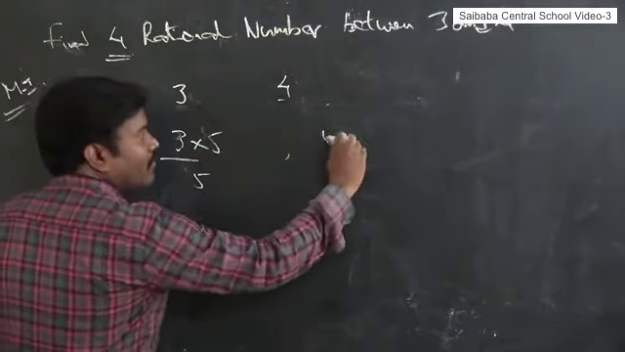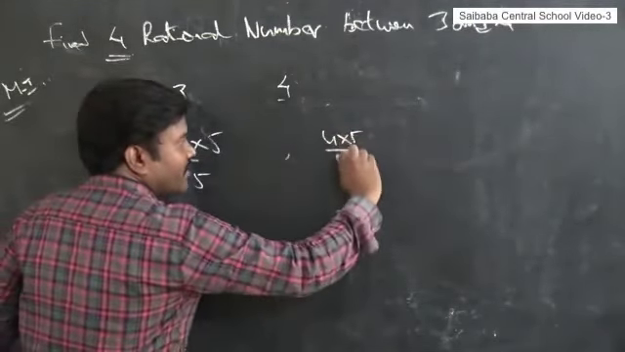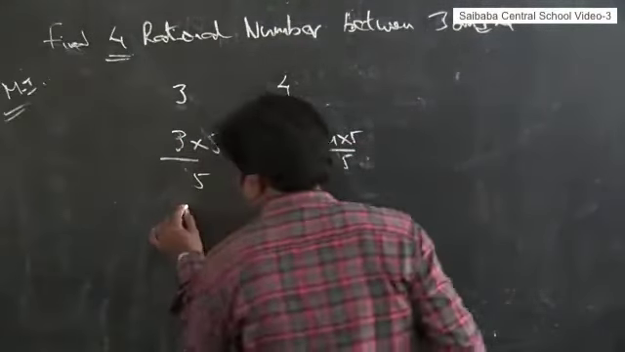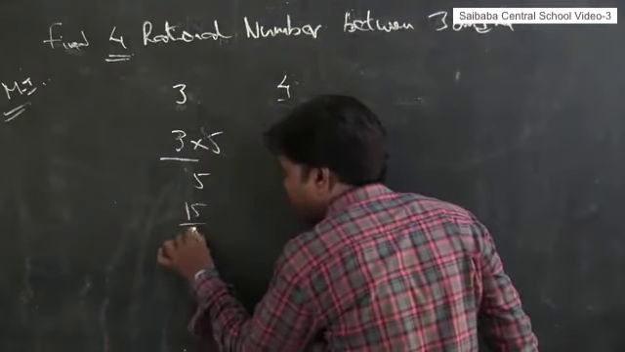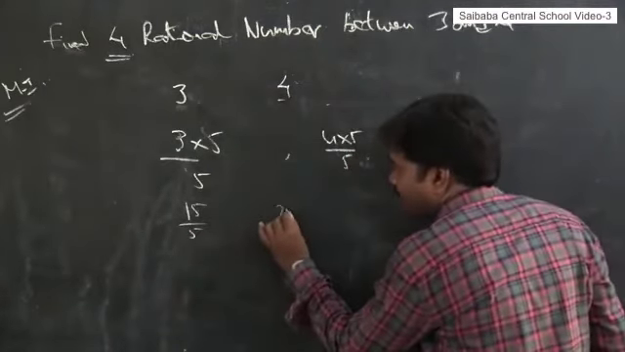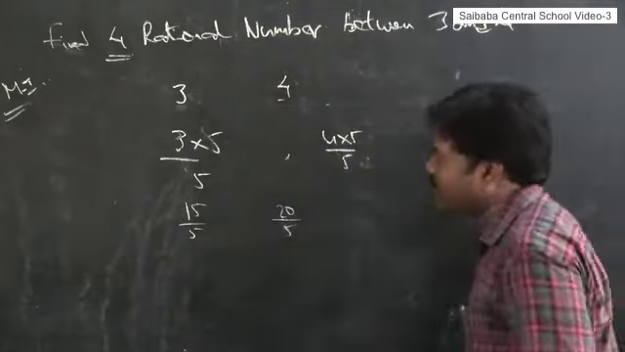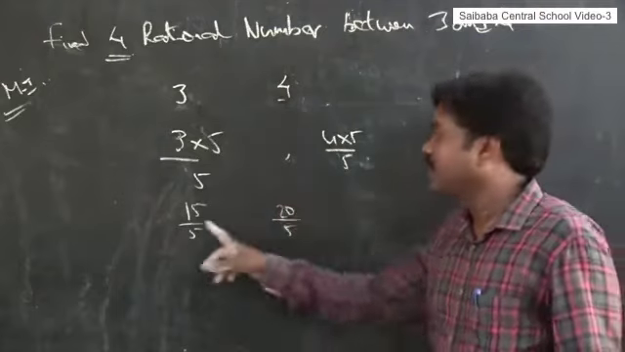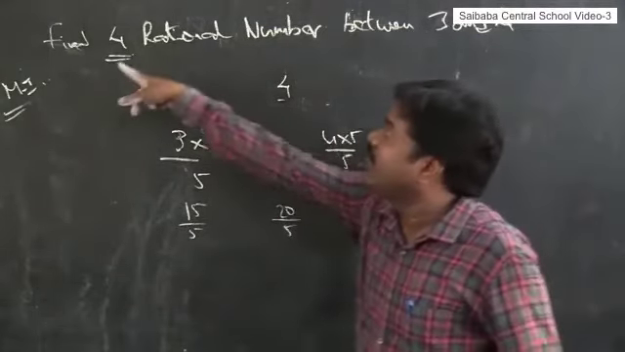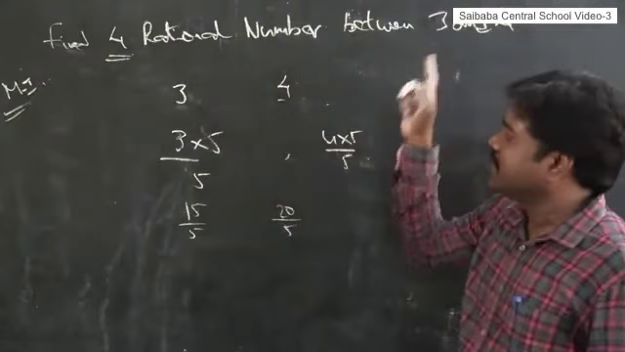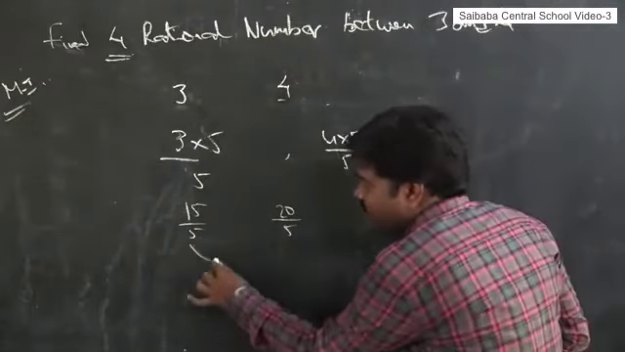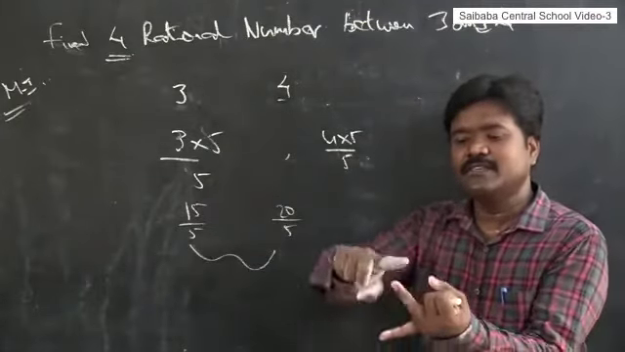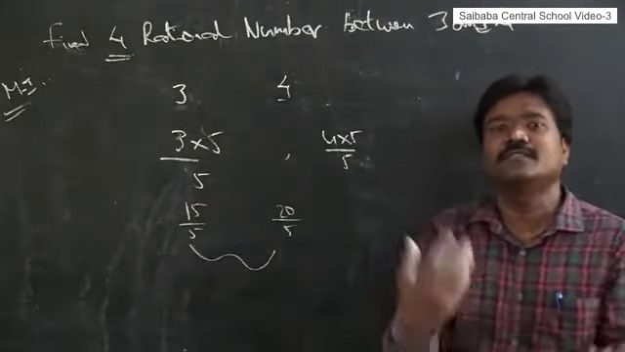Second one, 4 into 5 by 5. The first number is converted as 3 fives are 15 by 5, and the second number is 20 by 5. Now once again read the question: find 4 rational numbers between these two. Can we write 15 by 5, 16 by 5, 17 by 5, 18 by 5, 19 by 5? Those are the answer.